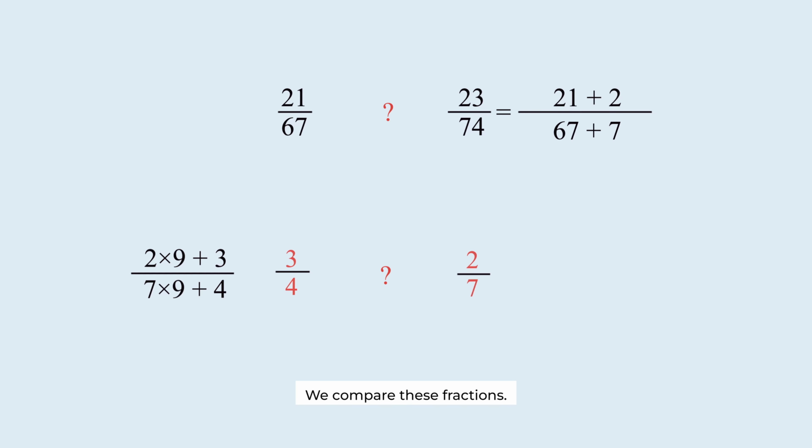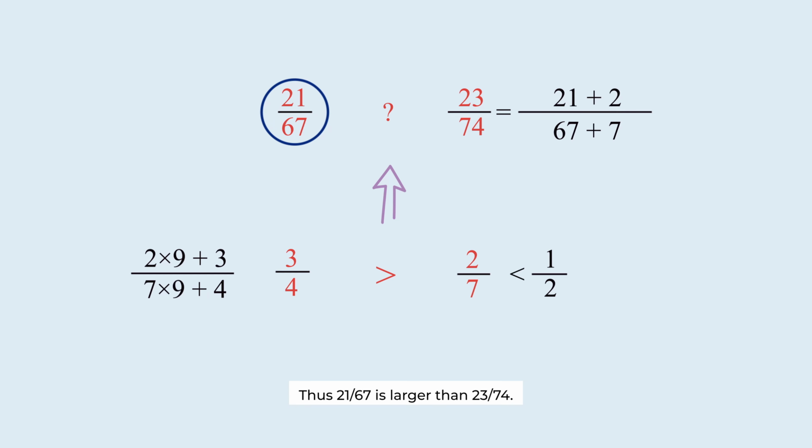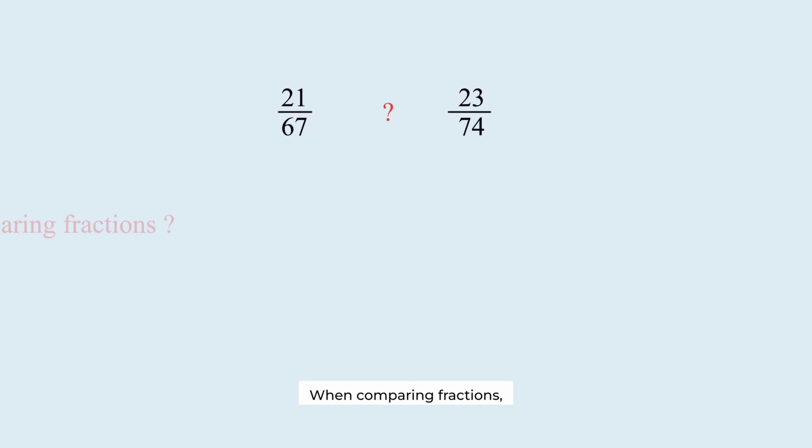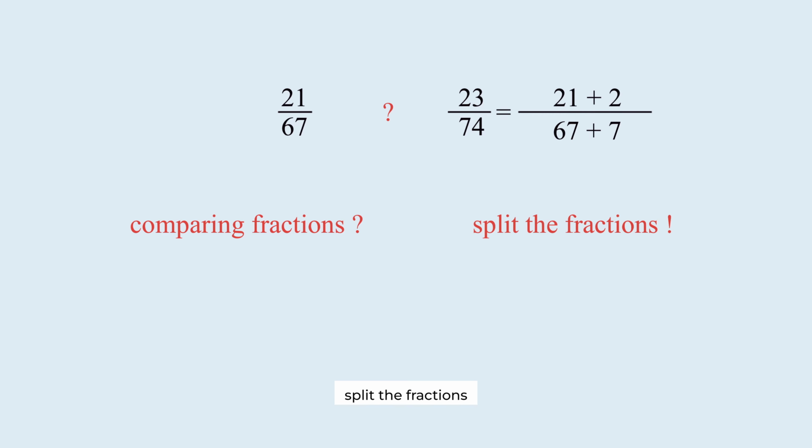We compare these fractions. This one is less than 1/2, so 3 over 4 is larger. Thus, 21 over 67 is larger than 23 over 74. When comparing fractions, split the fractions instead of cross multiplications.